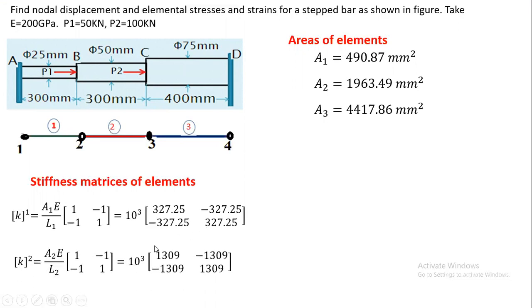Now for second element, you use the same equation, only difference is you put the area of second element and length of the second element. Now when we put the area and length of the second element, you will get this as a stiffness matrix. Now for third element, you put the area of third element and length of the third element. Now here E is same. Again, after calculation of this, you will get this as a stiffness matrix for third element. Here also we are repeating the same calculation with different arguments 3 times.